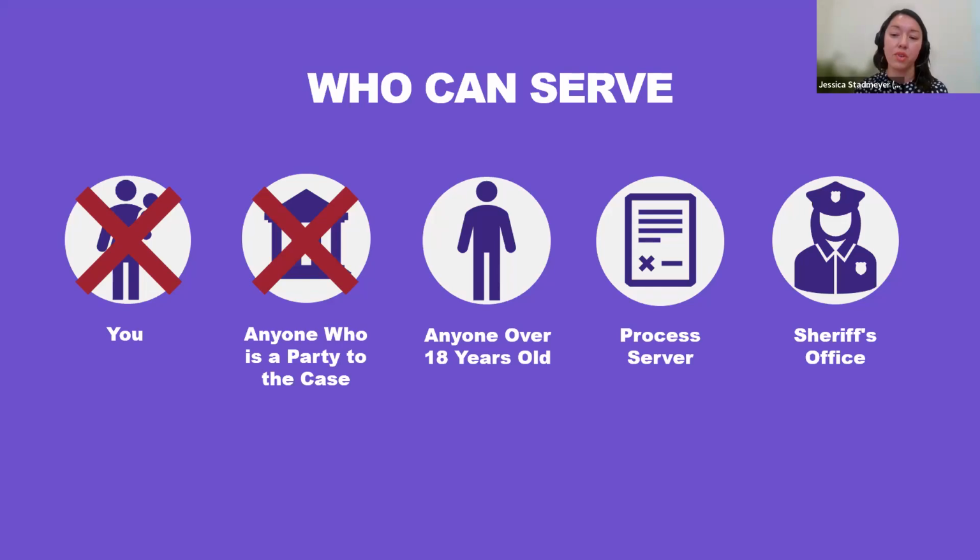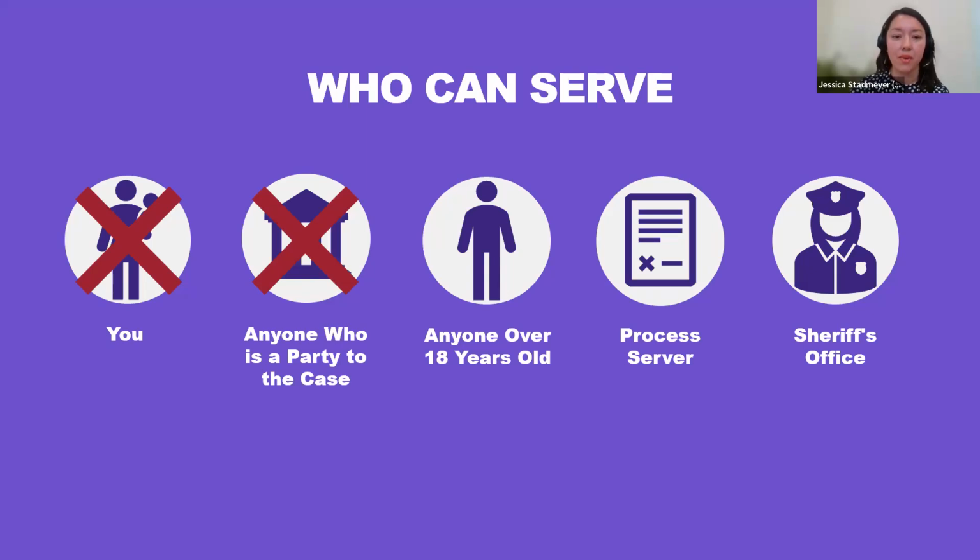For example, if you are filing for child support, neither you nor your child can serve the court papers on the other parent. So who can serve? You have a few options. First, anyone over the age of 18 can serve. This can be a family member, friend, or anyone else who's willing to help you out. If you don't have someone who can serve the papers for you, you can also try a process server or the sheriff's office. Both will do service for a fee.